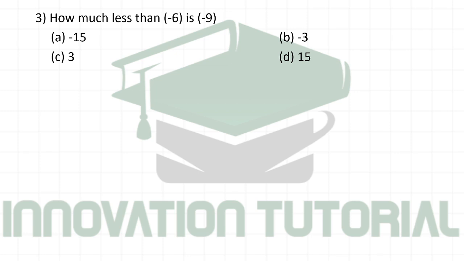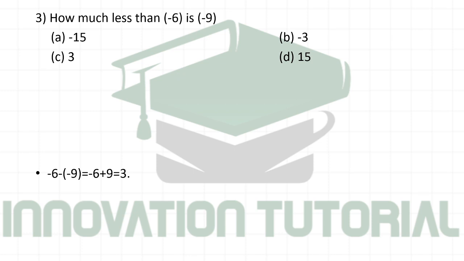So Kulvinder Kaur is saying 15. Jagdeep Kaur is saying 3. Balkar Singh is saying -3. So, what do we mean by this question? They are asking what is the difference between -6 and -9?